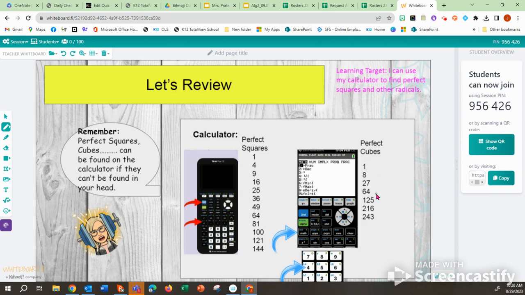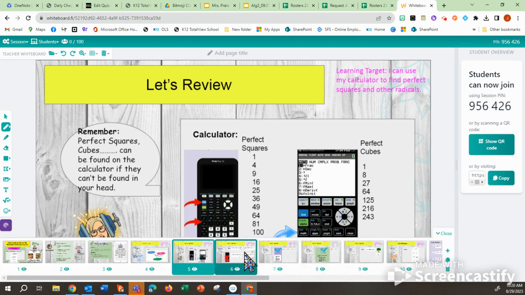If you were doing perfect cubes, if you wanted to take the cube root of something on your calculator, you're going to have to go to the math key. The math key is right below the green alpha key. Once that pops up, you have several choices here, but number 4 is actually the cube root. And then number 5 would be anything else, fourth root, fifth root, sixth root, and so on. So I wanted to show you that with your calculators.